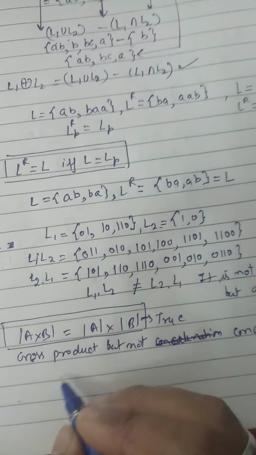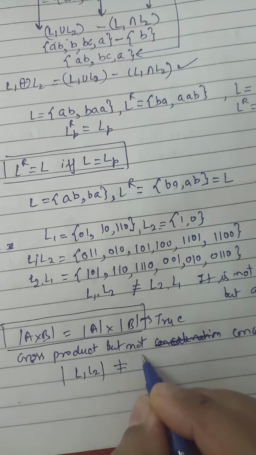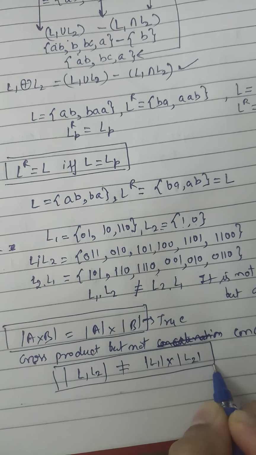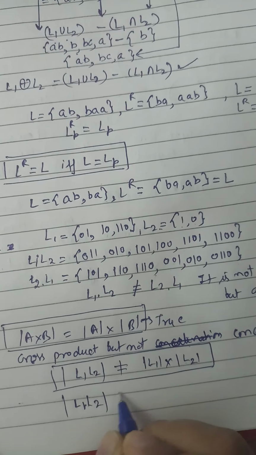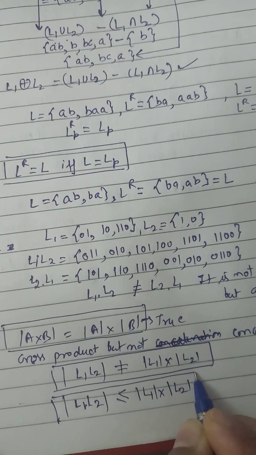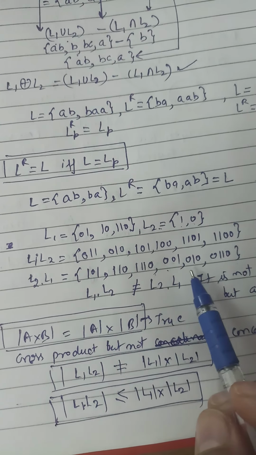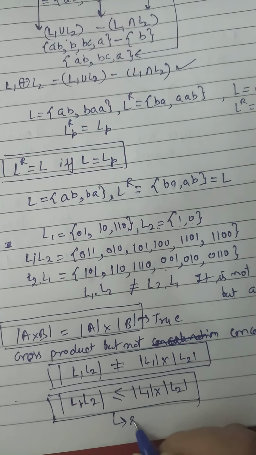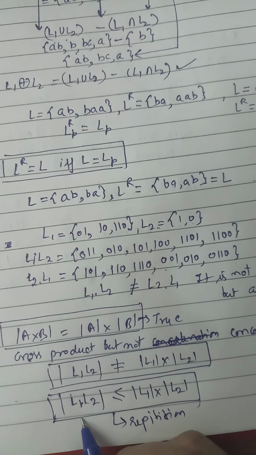So we can say: the modulus of L1 L2 cannot be equal to the modulus of L1 times the modulus of L2 in the case of concatenation, and the modulus of L1 L2 will always be less than or equal to that of L1 cross L2. Why? Because some terms are not repeated, but if the language is big, then repetition will also be there. Because of the repetition, it will always be less than or equal to.